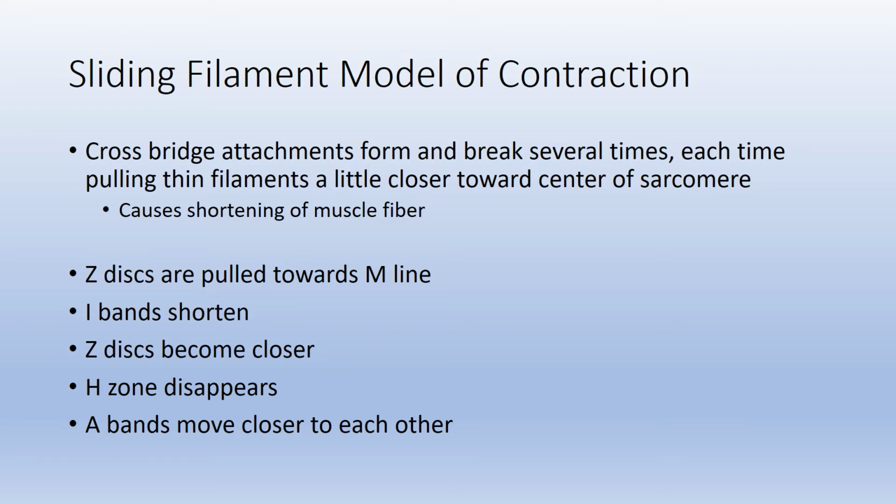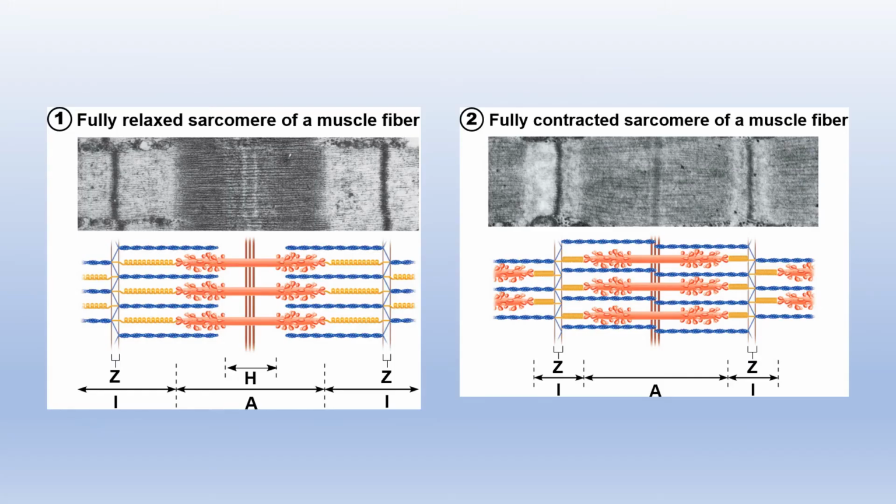The H zone disappears. The H zone is the H zone because there is no actin there. But we will see on the next slide, during muscle contraction, the actin creeps into the H zone, making it disappear. And then lastly, the A bands move closer to each other. They do not change in length.